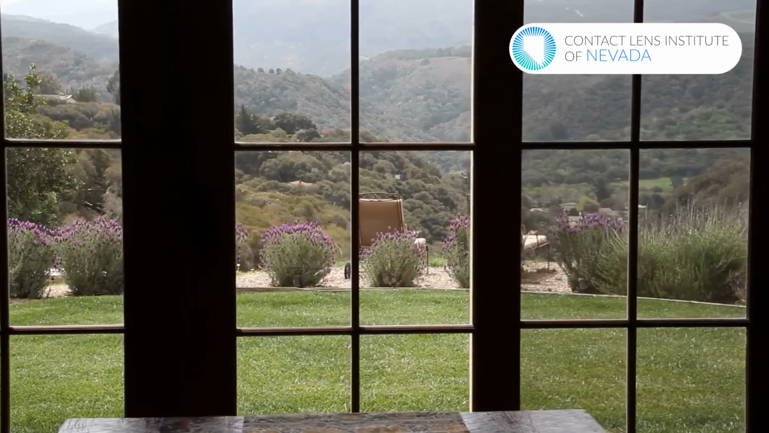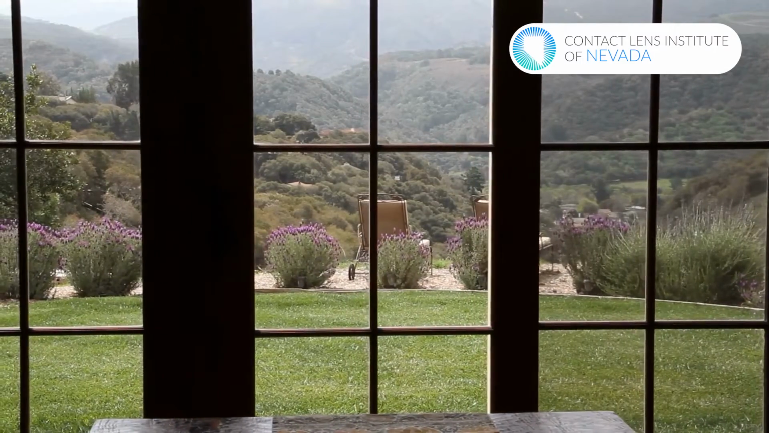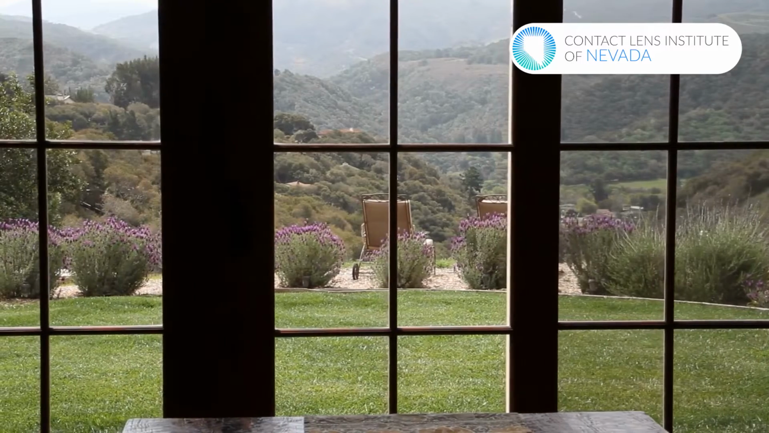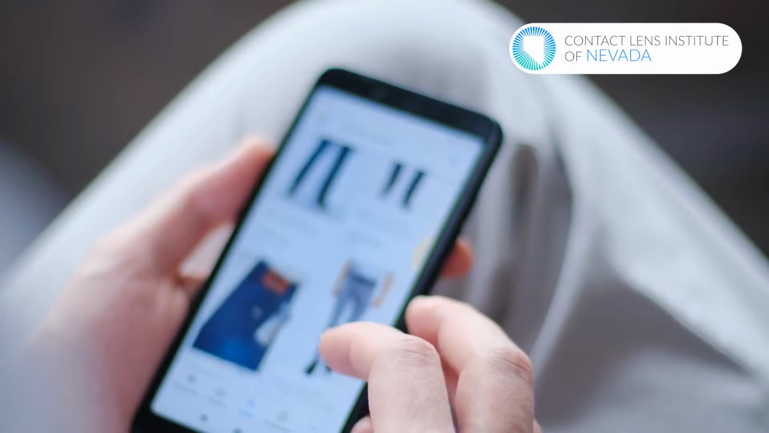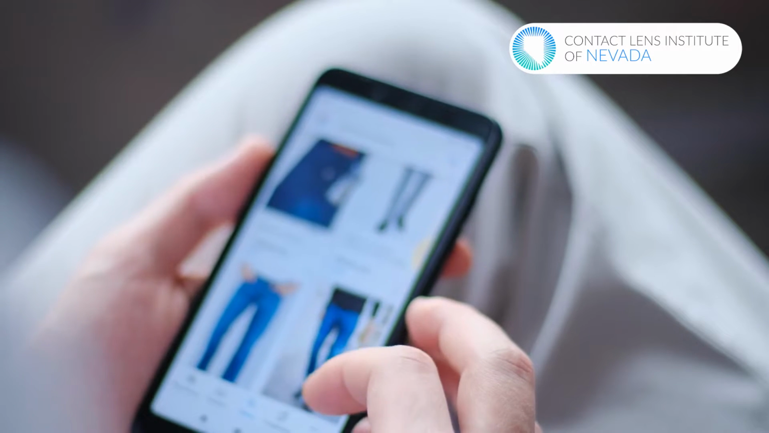So in some patients that have extreme hyperopia, they're able to see like a hawk far away. They can see the mountain through the window. They can see the person that's hiking up the mountain, no problem. But when they go to look at their phone or read something up close, it's blurry.